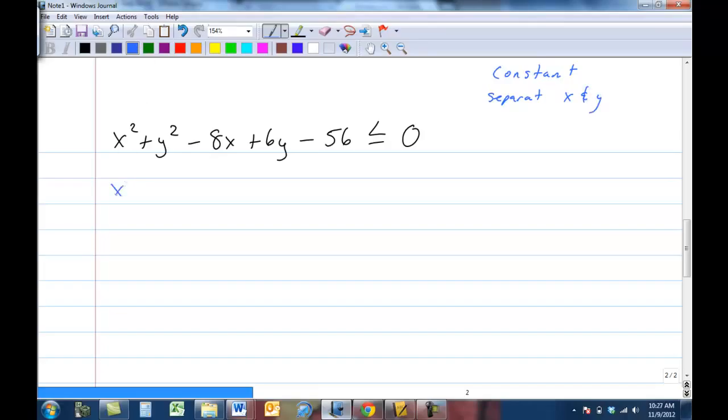So what I got here is x squared minus 8x. I'm going to leave a space. Then I got plus y squared plus 6y. And I moved 56. All right. Then complete the square twice. So half of negative 8 is negative 4, so I'm going to add 16 on both sides. Half of 6 is 3, so I'm going to add 9 to both sides.